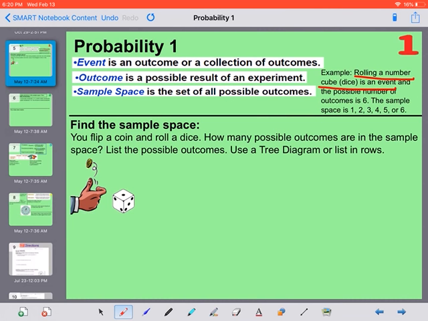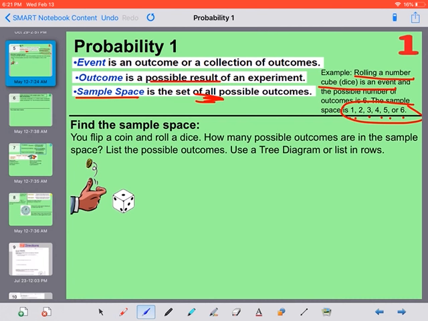An outcome is a possible result of an experiment, a result of an event. So an outcome for rolling a dice would be you could roll a 1, a 2, a 3, a 4, a 5, or 6. Those are your possible results of your event, your experiment. The sample space is simply all of the possible outcomes. So the sample space for rolling a dice are 1, 2, 3, 4, 5, and 6. An outcome is just one of those choices.